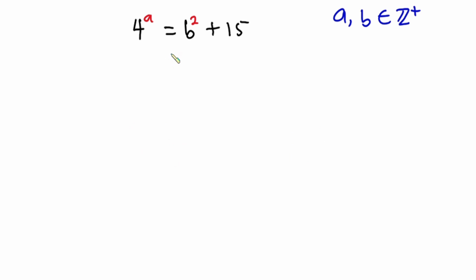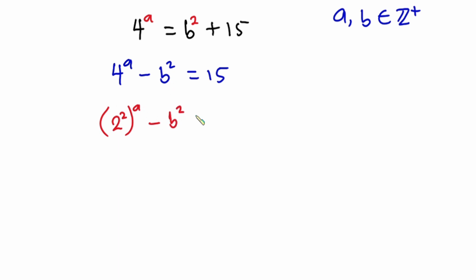Now let's get started. First, let's move this b to the second power to the left-hand side of the equation so that we get 4 to the power a minus b to the second power is equal to 15. Now this 4 over here could be written as 2 to the second power. Then we have the exponent to be a, minus b to the second power, and this is equal to 15.